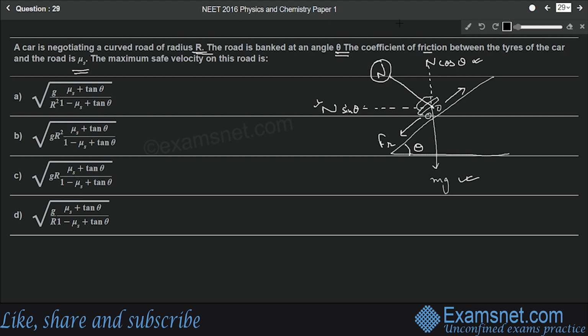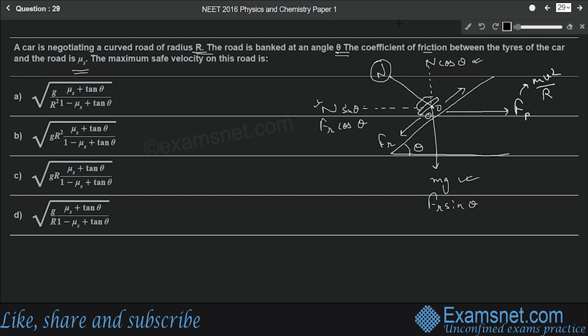Now this frictional force will also have two components, Fr cos theta and Fr sin theta. The direction of Fr sin theta is same as that of mg, downward. Fr sin theta is here, whereas Fr cos theta is just perpendicular to Fr sin theta. Now there will be a pseudo force in this direction, that is Fp, that will be equal to mv square by r.